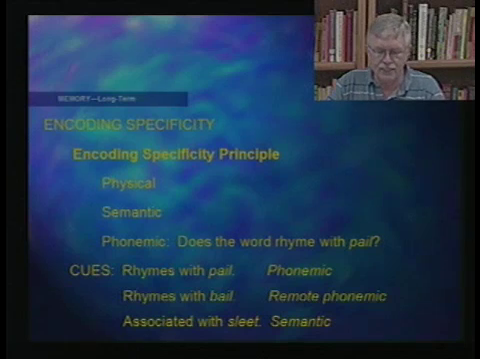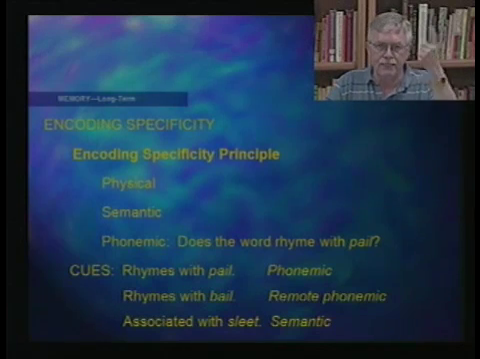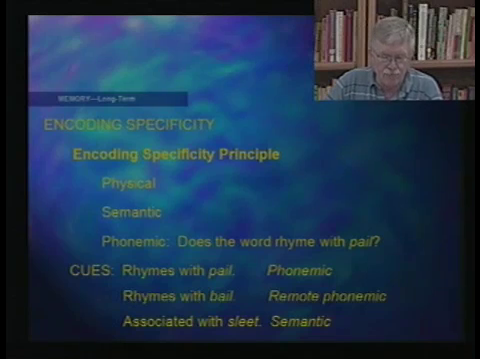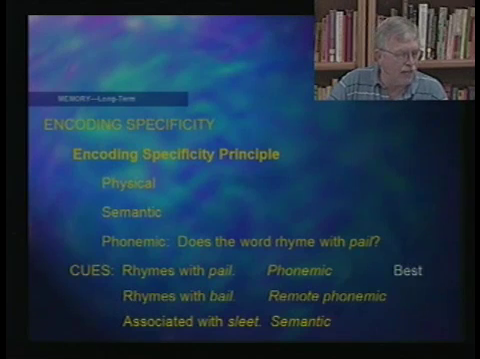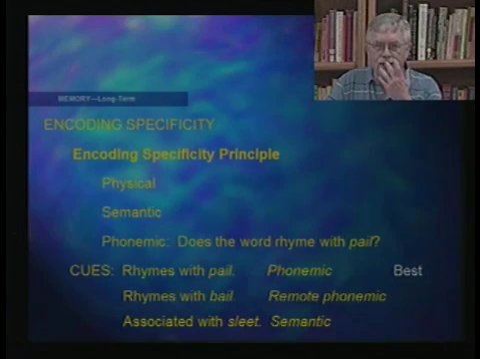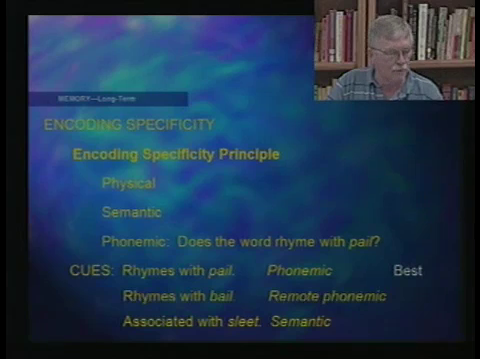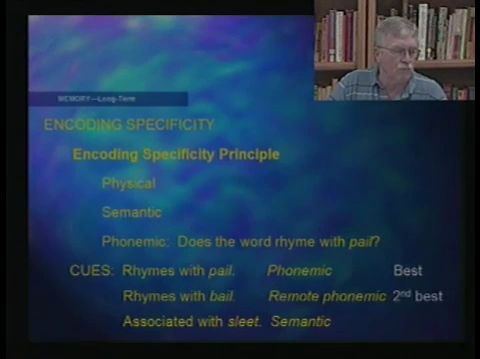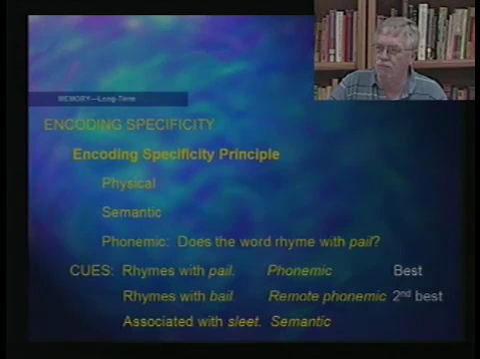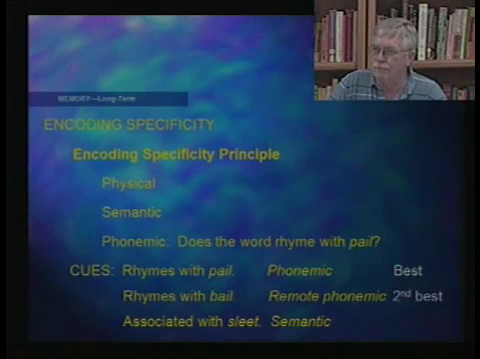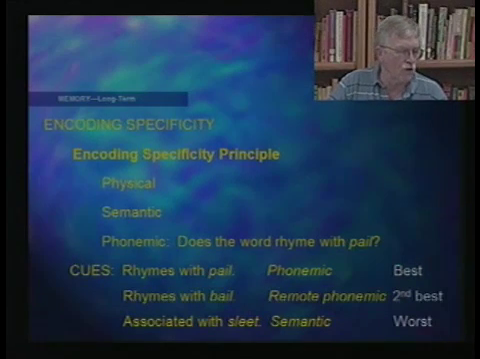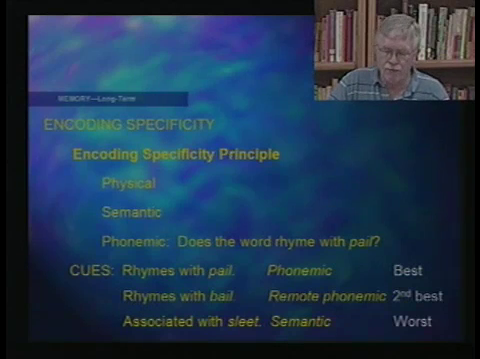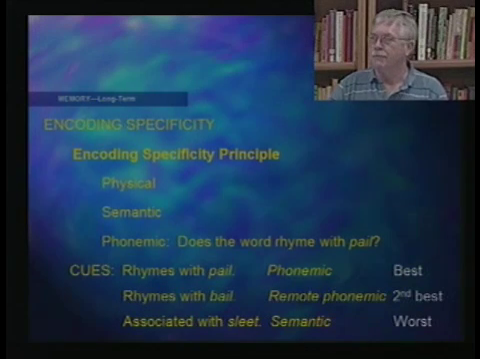And in these kinds of testing situations, this was repeated many times in the experiment, but I think you can see the parallel here. The kind of results that we get are going to be best where there is phonemic identity or a very close link. We get second best recall when there's a remote phonemic link between the two. The rhyme is not perfect, but it's close. And we get the worst recall where the link is semantic rather than phonemic. Okay?